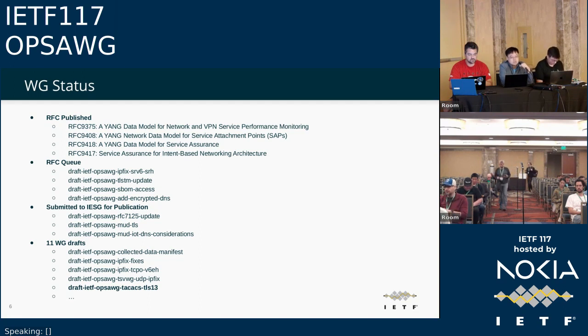Okay. And in addition to the RFCs, we have 4 documents in the RFC queue. And we also submitted 3 drafts to the IESG for publication. Right now, there are still 11 working group drafts actively in the working group. And all of them are very readable. We encourage you to read and comment. And since last meeting, we newly adopted 4 working group documents. And here, we also want to highlight this TLS draft. We want to move it forward, and so we really need your comments and review and your help.